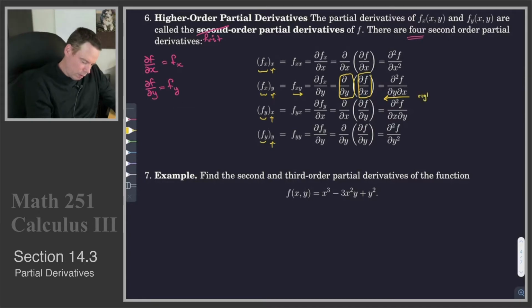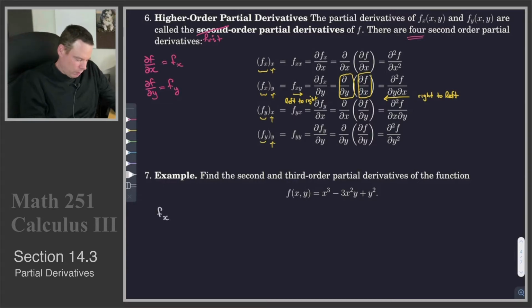So we go right to left when we use the d notation, or if we use subscript notation, we go from left to right. So that's just an important thing to keep in mind. Depending on which notation you use, this will indicate which order the derivatives are to be taken. So let's have a look at this next example. Find the second and third order partial derivatives of the function given here.